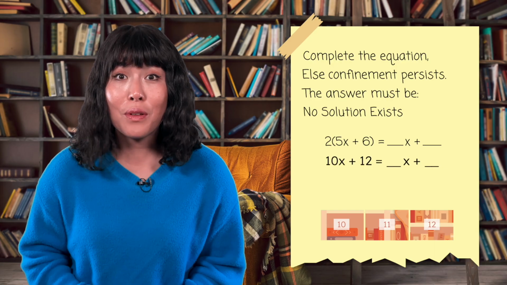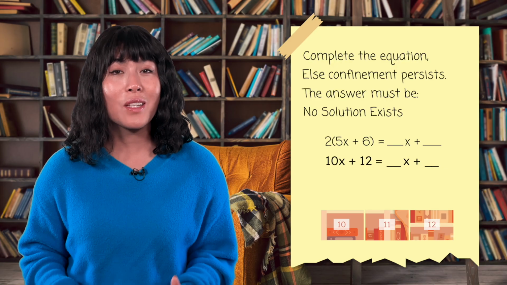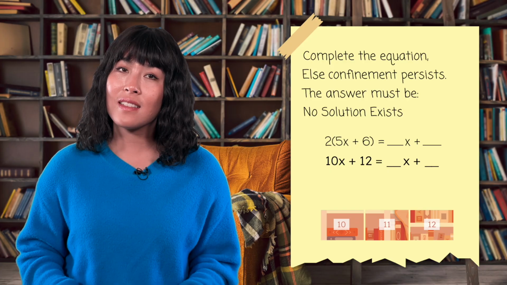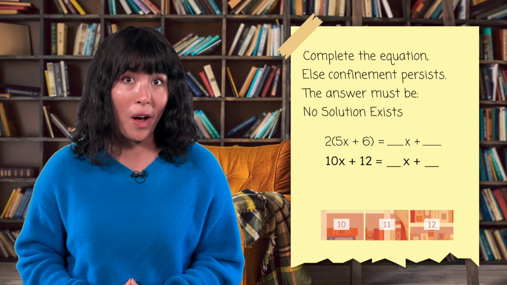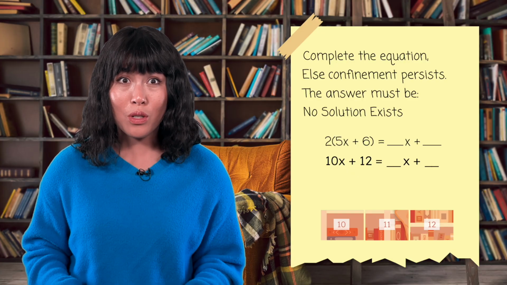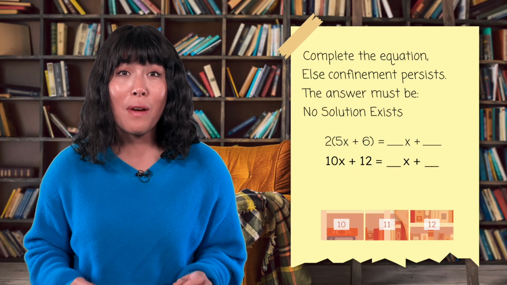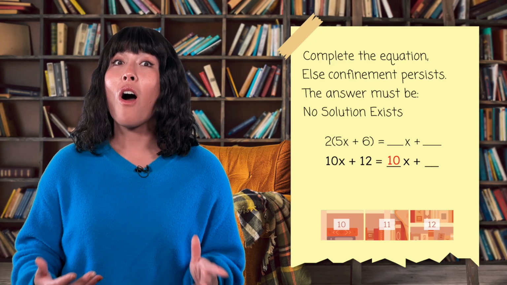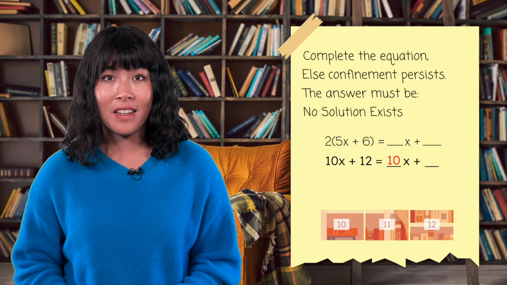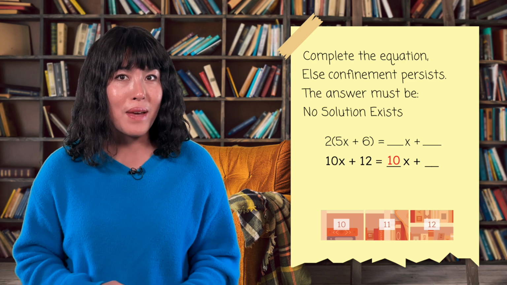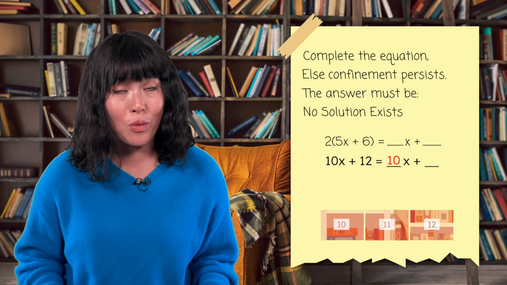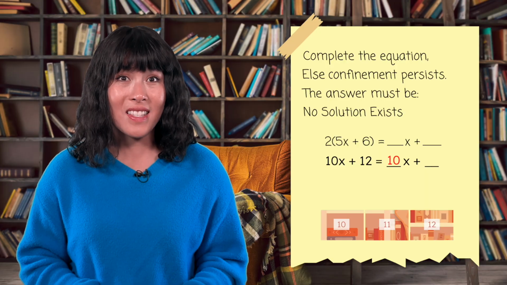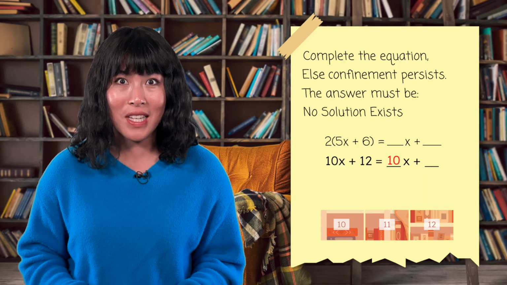I started by simplifying the left side so I could see what's happening to x. 2 times 5x plus 6 is 10x plus 12. Since I need this to result in no solutions, I need my variable terms to cancel, so this coefficient must also be 10. For this second blank, I can pick any number that isn't 12, since that would result in identical expressions and infinitely many solutions.